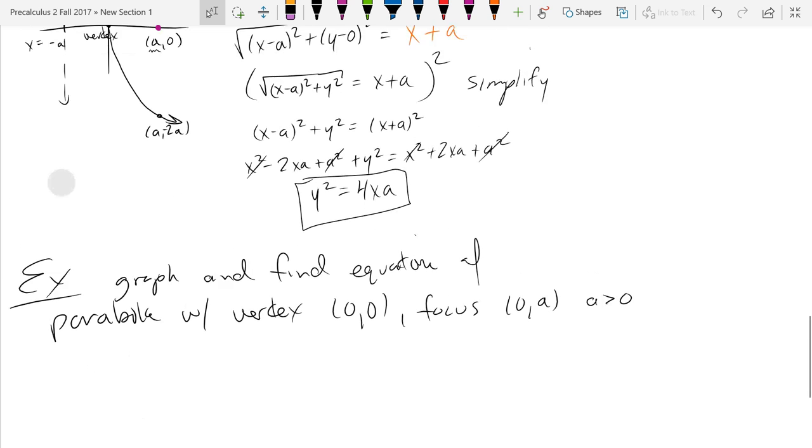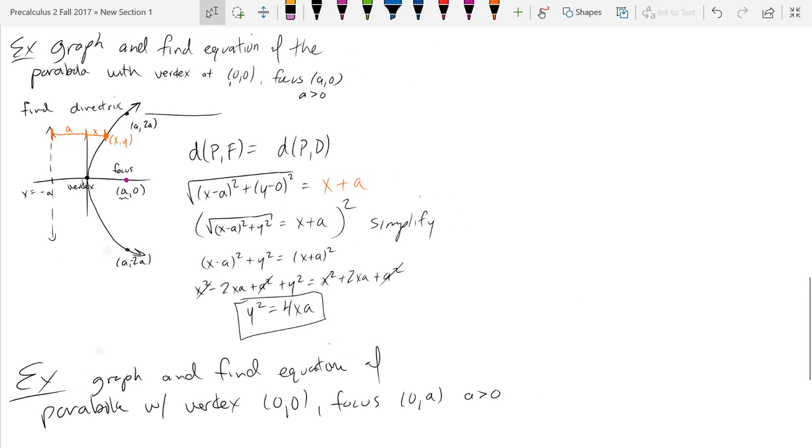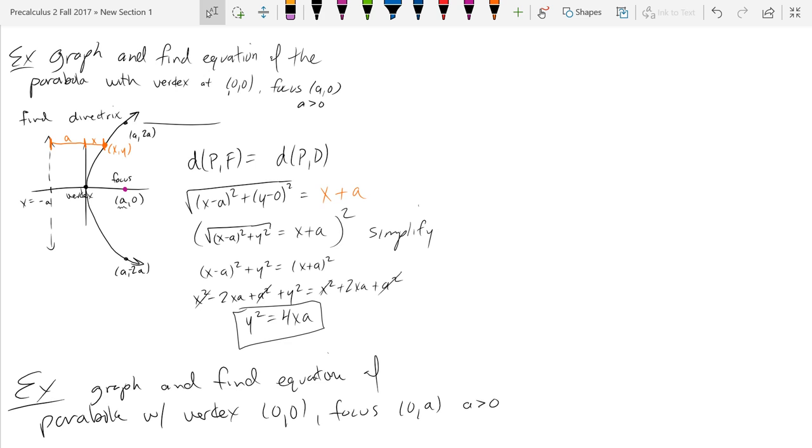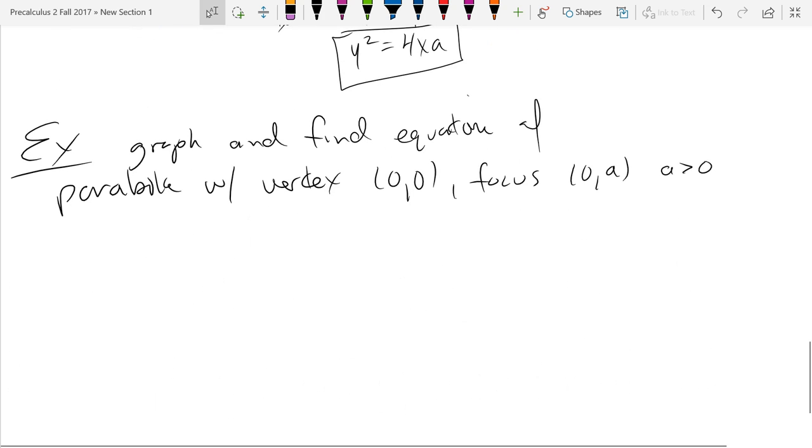So this is very similar to the last problem. What's the difference with the starting information? Vertex is the same. What's different about the focus? So the a is on the y. So our focus will be on the y axis instead of along the x axis. So go ahead and graph it out and then find the equation.